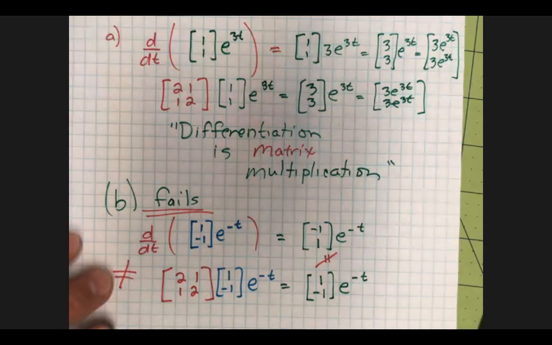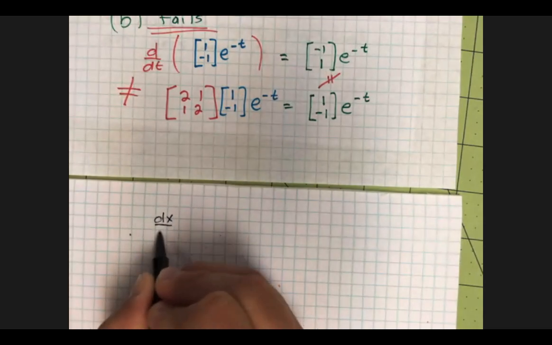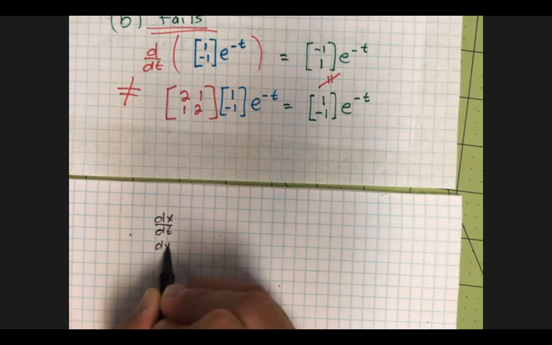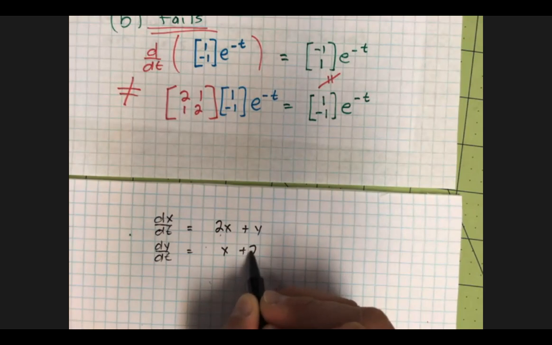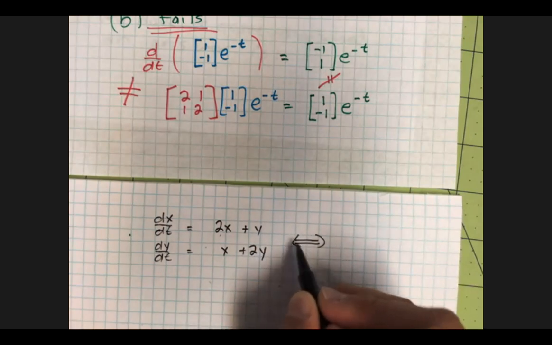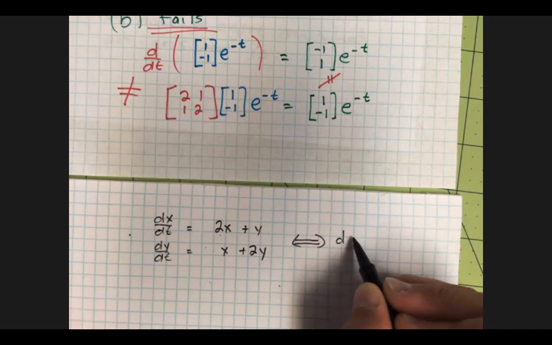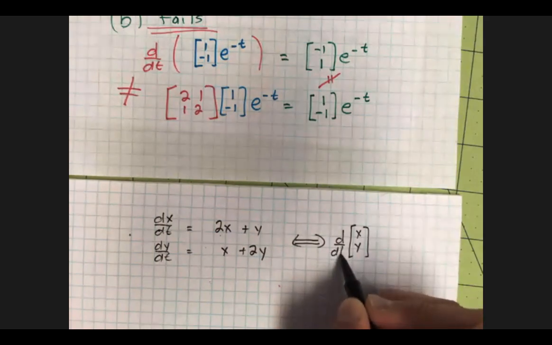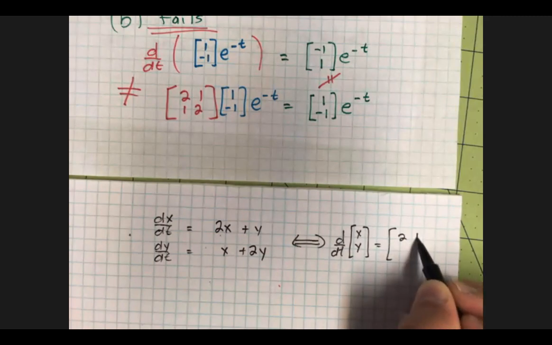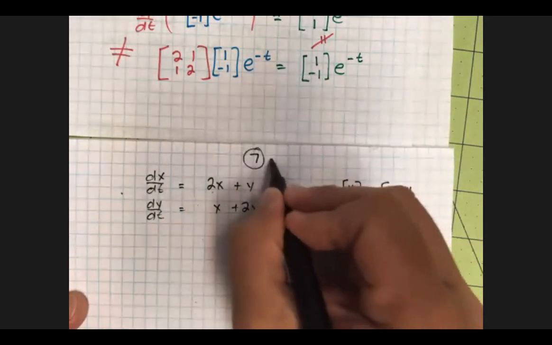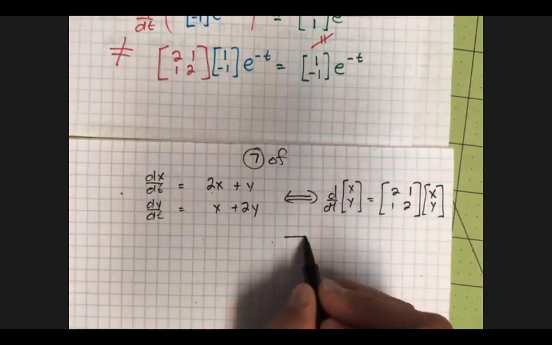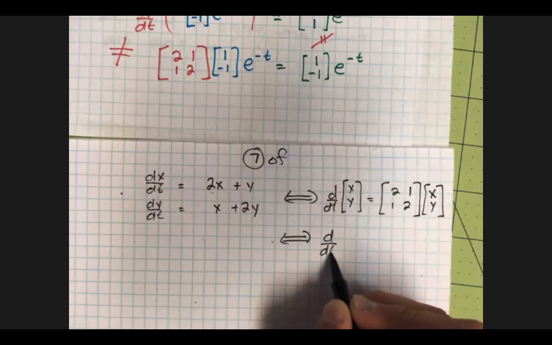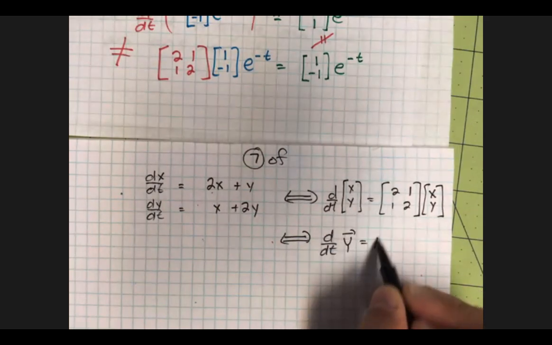So how did I get these answers? Well, not the one that failed. I don't ever want to see that one again. But let's try this one. dx/dt, dy/dt equals 2x plus y, x plus 2y, or in the compact notation, d/dt of (x, y) is [2, 1; 1, 2] times (x, y). Or in the super compact notation, the derivative with respect to t of the vector y is A y.